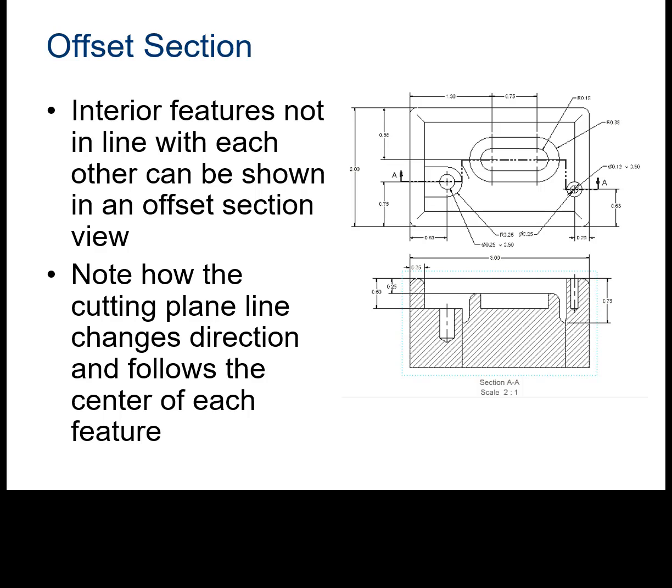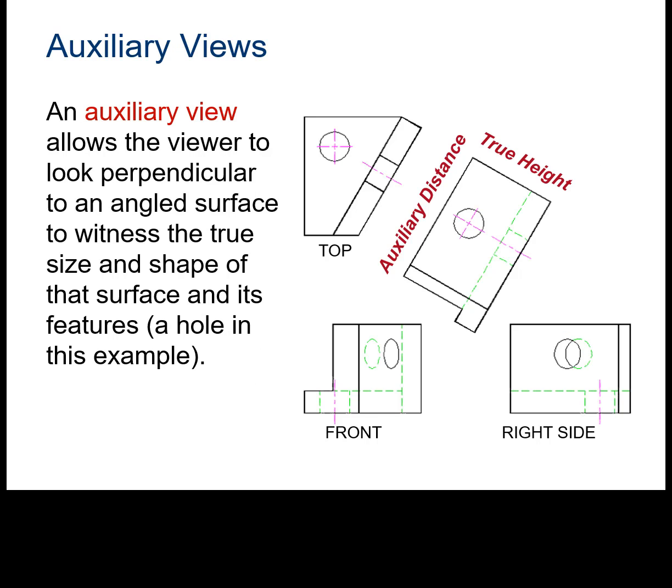Okay, so that covers section views. Now we're going to go on to auxiliary views. Right, so an auxiliary view, guys, is going to allow you to look at angled surfaces. And they've got a very detailed description here that doesn't make a whole lot of sense.